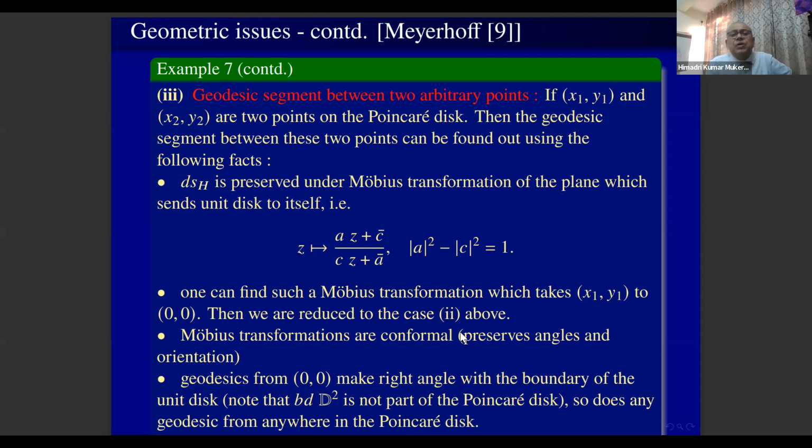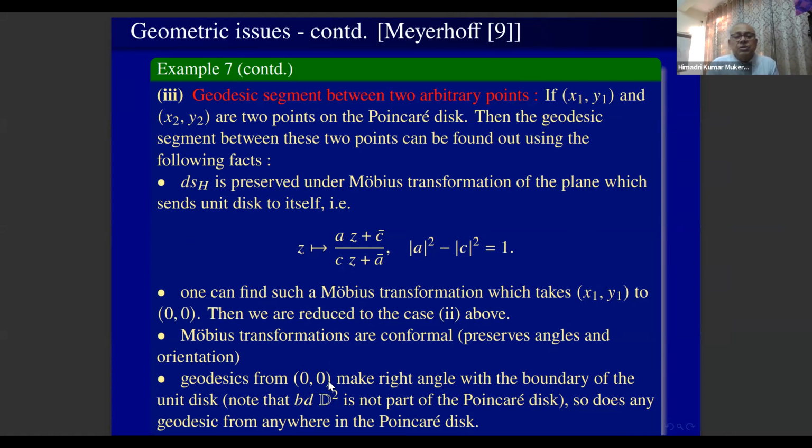Then we are reduced to case 2, because if out of these 2 points, one of the points is sent by a Mobius transformation to 0, 0, so it will be a line segment from 0, 0 to x2, y2. So again, you are reduced to the second case. Now the point is, the Mobius transformations are conformal, namely they preserve angle and the orientation.